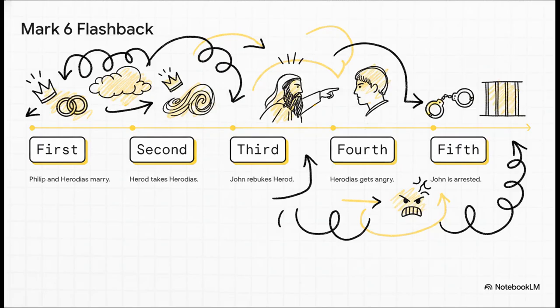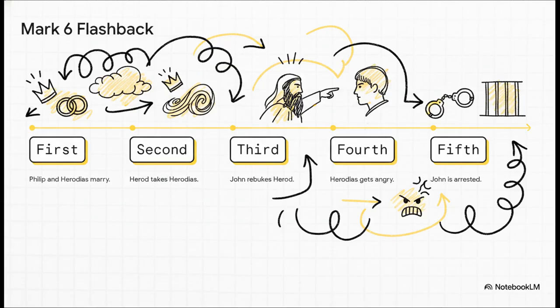Let's look at a much more complicated one. The Mark 6 flashback about John the Baptist is notoriously difficult. The literal text tells you Herod thinks Jesus is a resurrected John, and then it just jumps wildly backward to explain that Herod had arrested John because he married his brother Philip's wife Herodias because John told him it was unlawful. I mean, it is a dizzying maze.